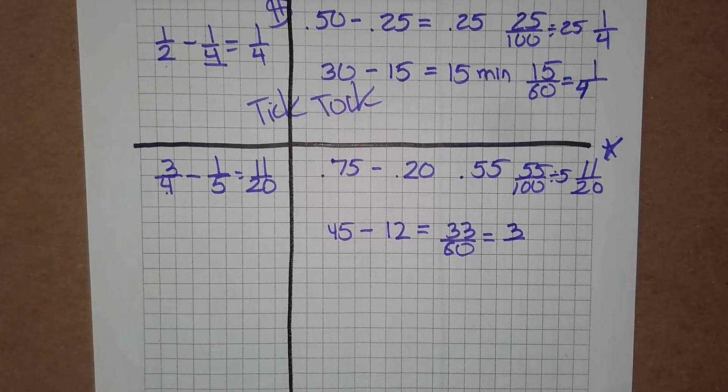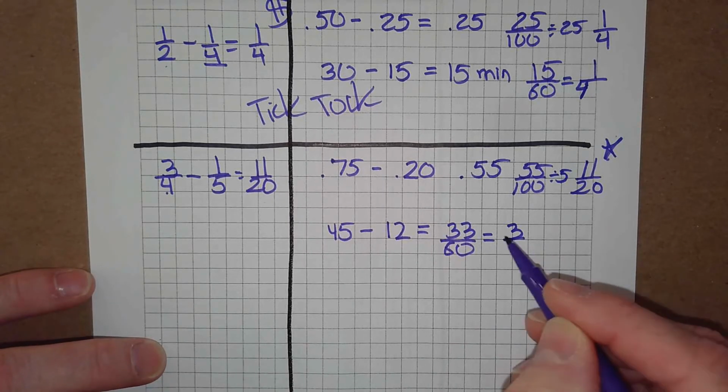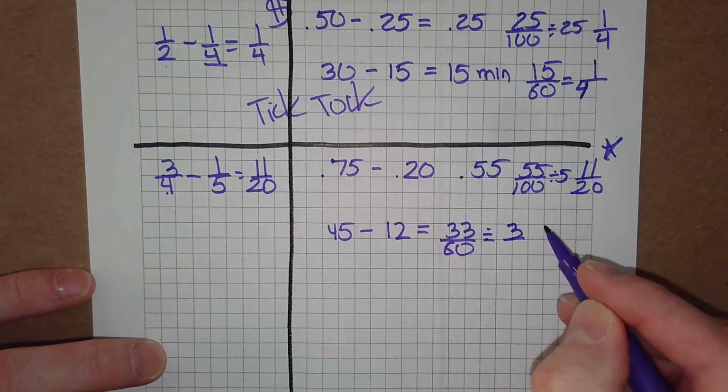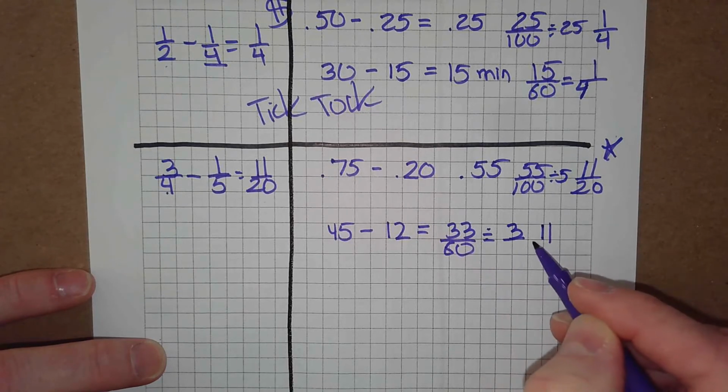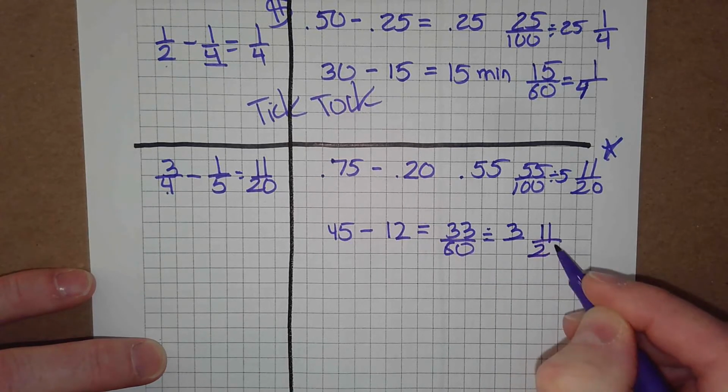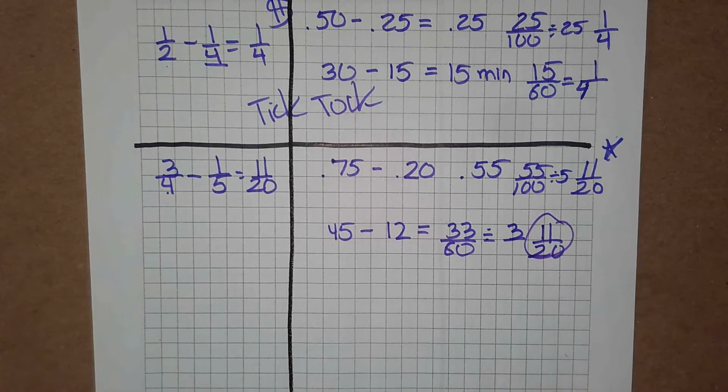7. Well, no. Don't think, you're thinking too hard. 13. No, you're thinking too hard. Ella, 3. 33 divided by 3 is what? 11. And 60 divided by 3 is 20. Good. All right.